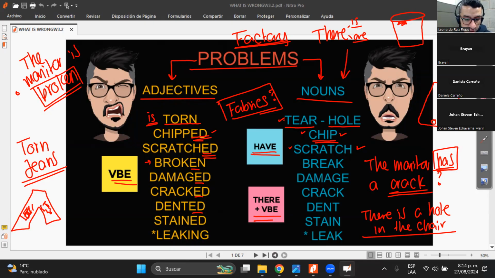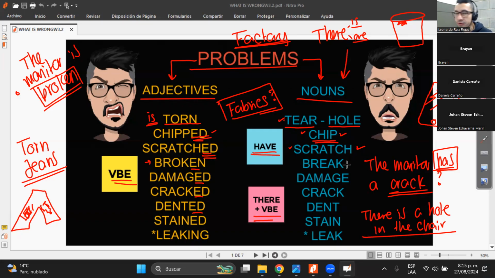What is the meaning of scratched? Rayado. Muy bien, Dani, rayado, ¿cierto? Of course, si tiene un rayón, pues es porque está rayado, right? So, for example, I can say that my cell phone screen is scratched, right? Or I can also say, there are many scratches in my cell phone screen. Entonces, misma idea, three different ways, tres formas diferentes, okay?